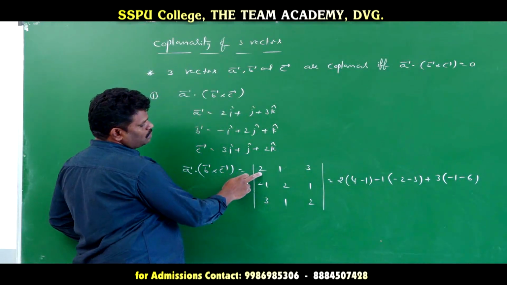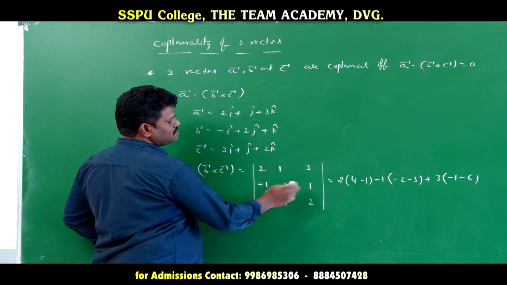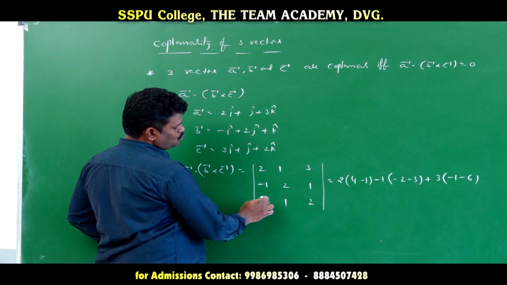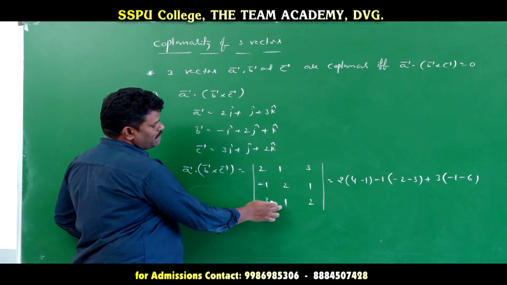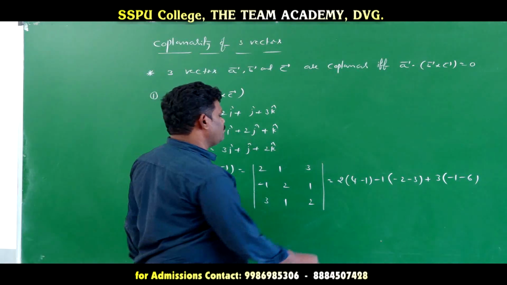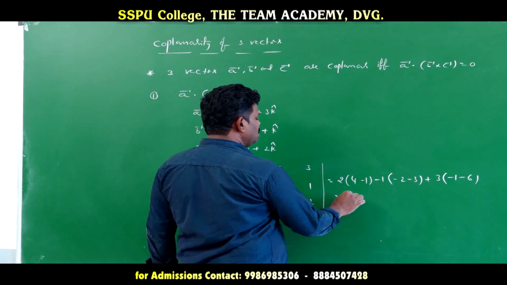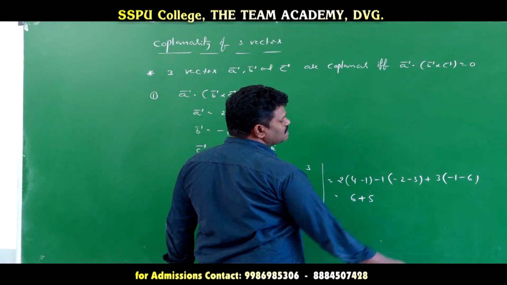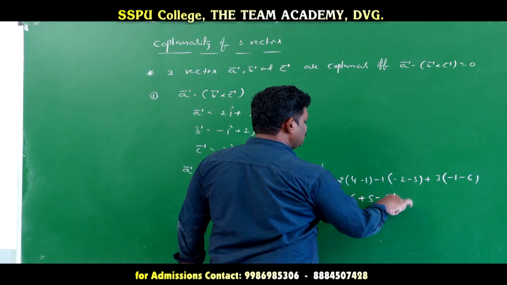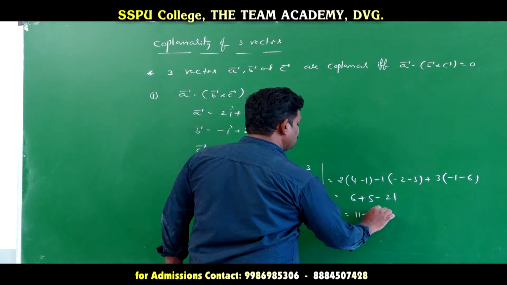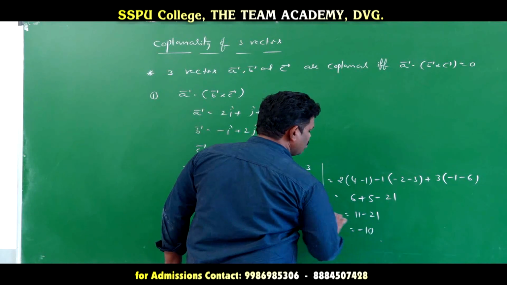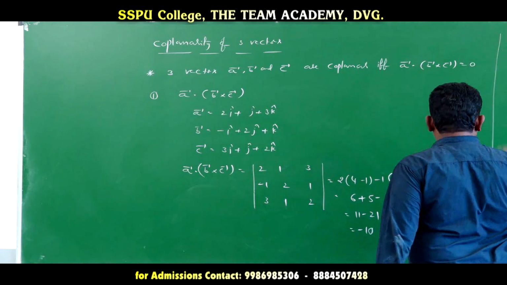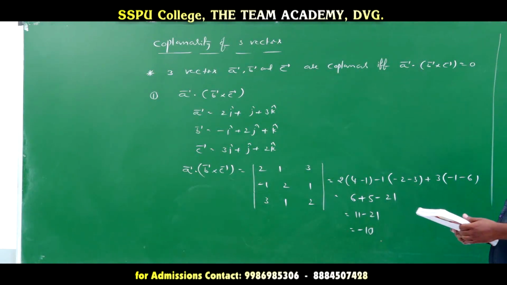First 2, then we eliminate its row and column, leaving 4 minus 1. Then minus 1 into (minus 2 minus 3), and 3 into (minus 1 minus 6), which is minus 7. That is 6 plus 5, then minus 21, which is 11 minus 21, equal to minus 10. That is the value of A bar dot B bar cross C bar.